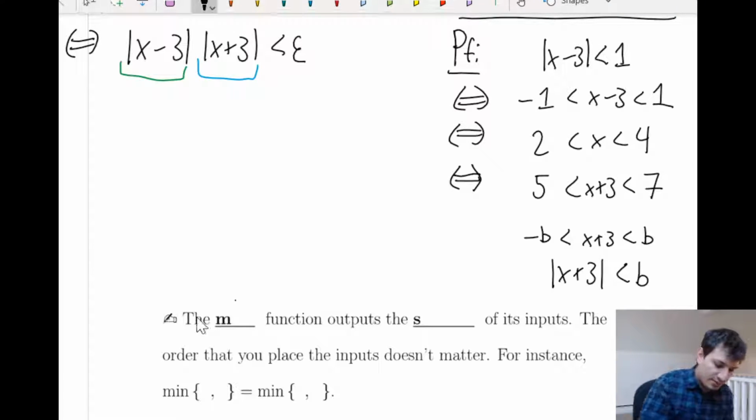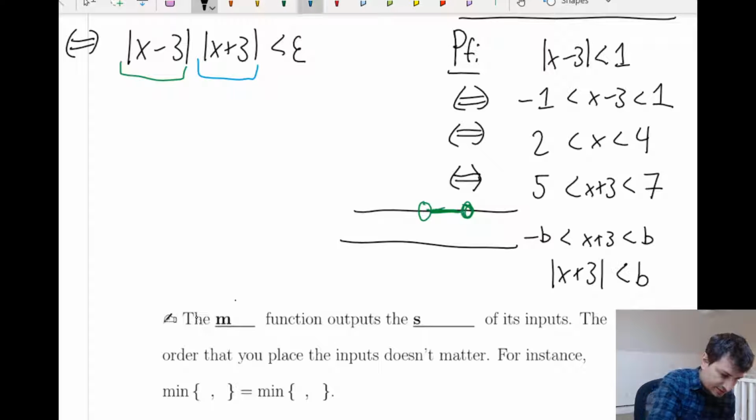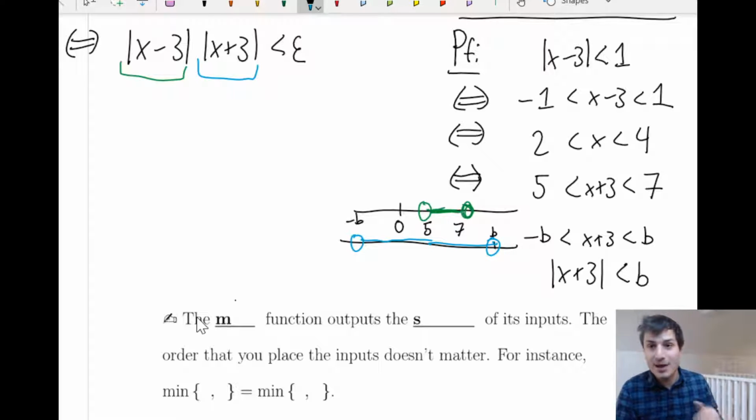So on a number line, between 5 and 7 looks like this. So 5 to 7. And on a number line, between minus b and b looks like this, right? Let's label numbers a little better here. 5, 7, 0 somewhere here. We'll say this is b and this is minus b. So is there a possible value of b so that the green zone between 5 and 7 is definitely included in this, what I've drawn in blue, which is between minus b and b?